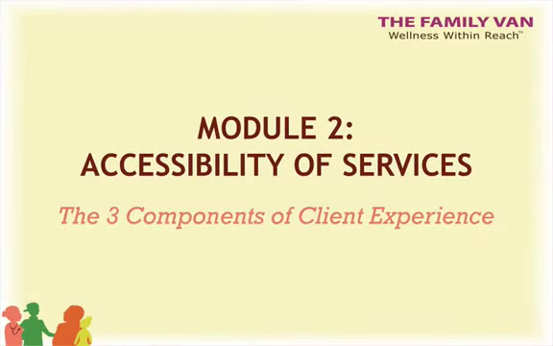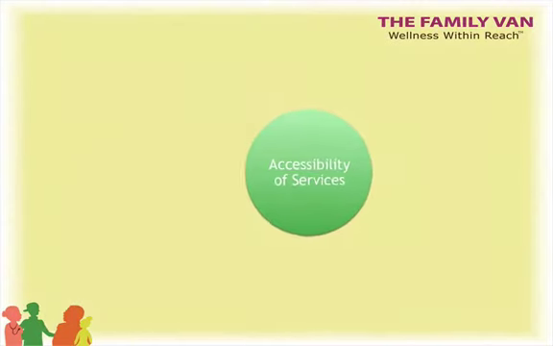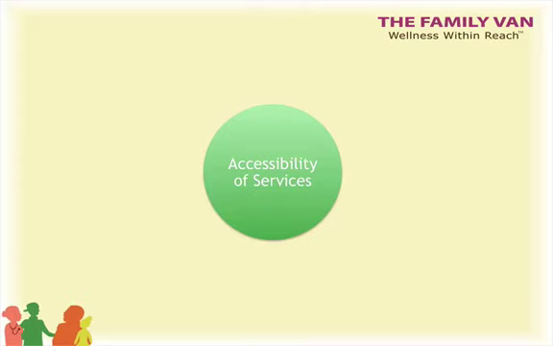Welcome back to Module 2, the accessibility of services, part of the 3 components of our client's experience of care. The accessibility of services describes the foundational elements of the Family Van's model of care delivery, how we make services particularly accessible to our clients. In many cases, we reduce or eliminate what would otherwise be barriers that are experienced in other healthcare settings or have features that other healthcare settings may lack. These logistical details have a significant impact on how our clients experience their care.